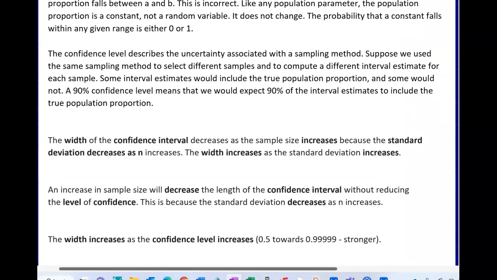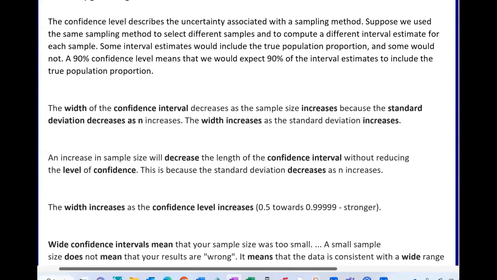The width decreases as the sample size increases. We're more confident because you've got more people. Logically, it makes sense. You've got more people in the sample, so you would expect a little bit less variation. And formally, the standard deviation decreases as n increases, because you're dividing by n. That will reduce the standard deviation, and obviously if the standard deviation increases, the width will increase. So that is just the converse statement there.